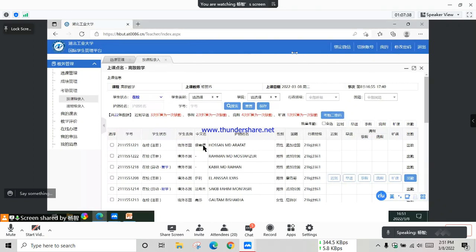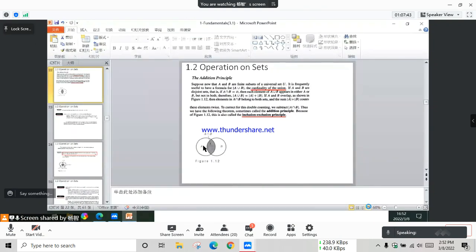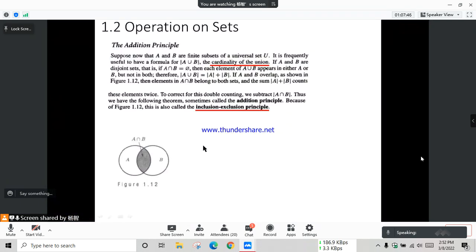Okay, we continue our lesson. Okay, look at this page. Let's talk about some addition principle. Look at this paragraph. Suppose now that A and B are finite subsets of a universe set U. It is frequently used to have a formula for this symbol.